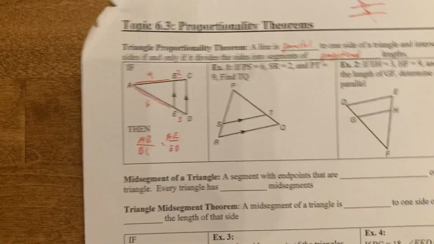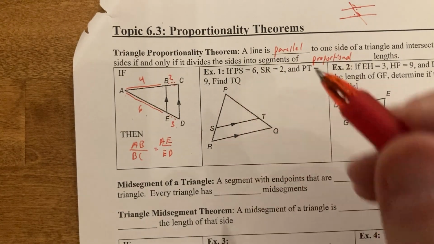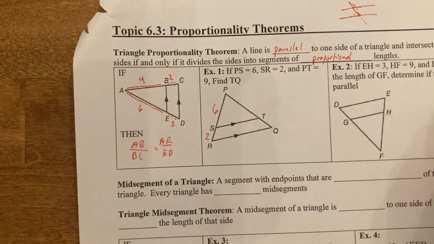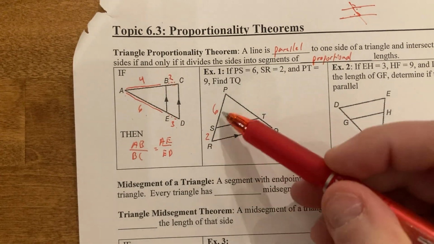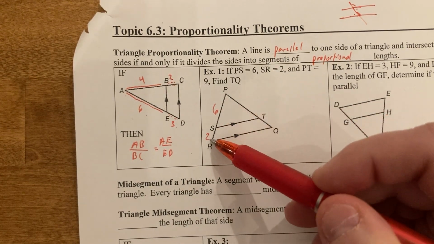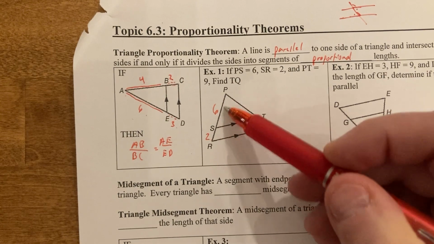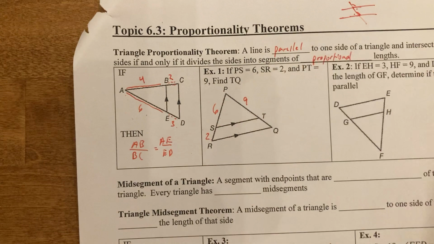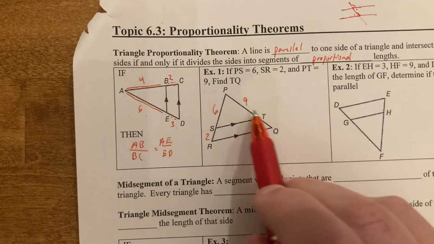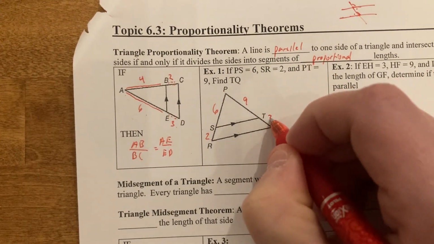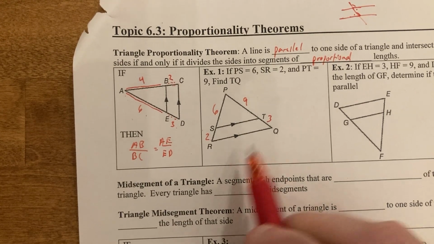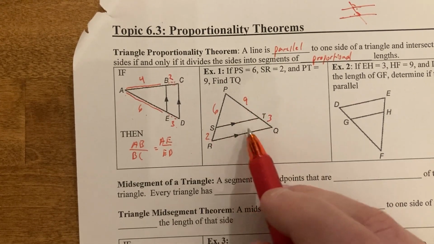All right, so here's another question. If PS equals 6 and SR equals 2, now we see, what do we see? We see a triple relationship. This is triple the size of this. And PT is 9, so just do the triple relationship. This must be 3, okay? That's how that ends up working. Because of the parallel, you can do that.